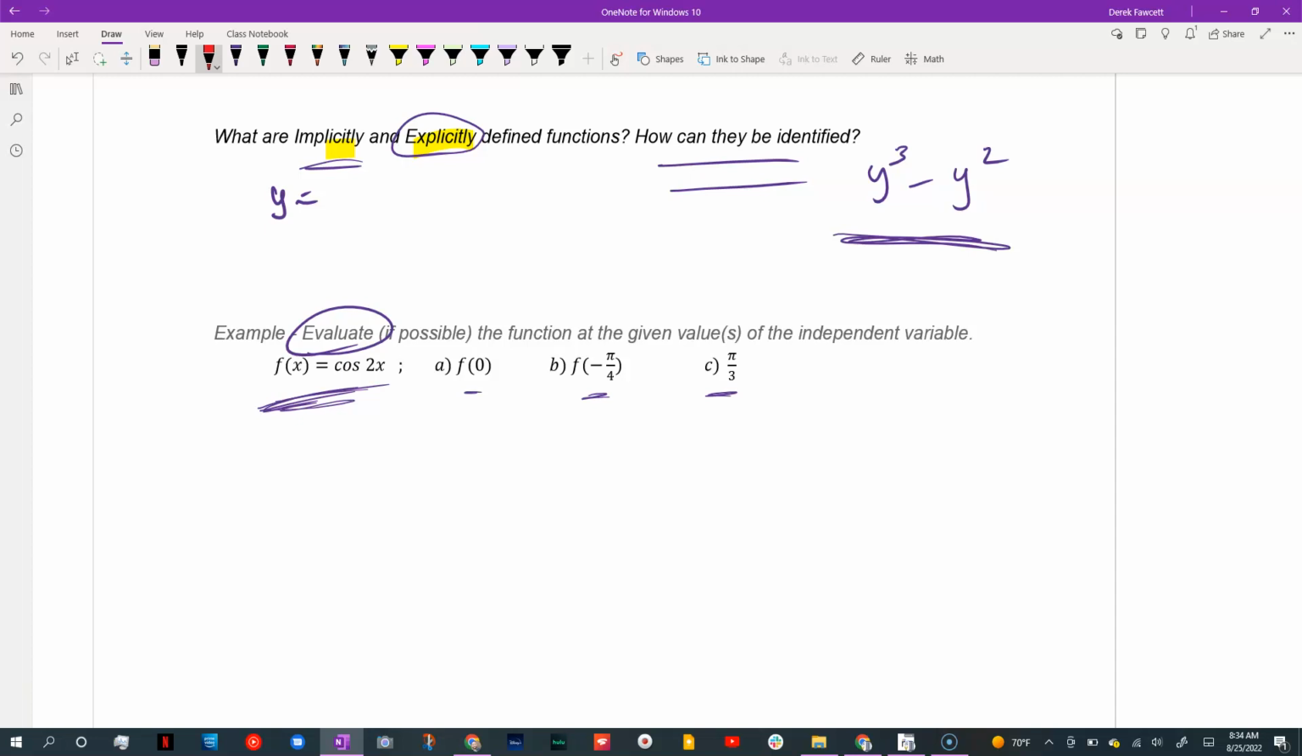Okay, on part A, you're plugging 0 in, so it's going to be the cosine of 2 times 0. And that's the cosine of 0, which is just 1. And then on B, you're plugging negative pi over 4 in there. So that would be cosine of 2 times negative pi over 4. Oop, that's a 4. That'll cancel, that's a negative. And that'll simplify to cosine of just negative pi over 2.